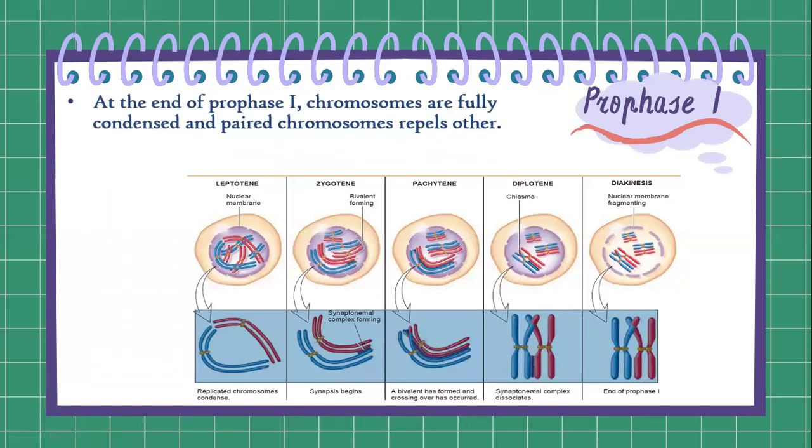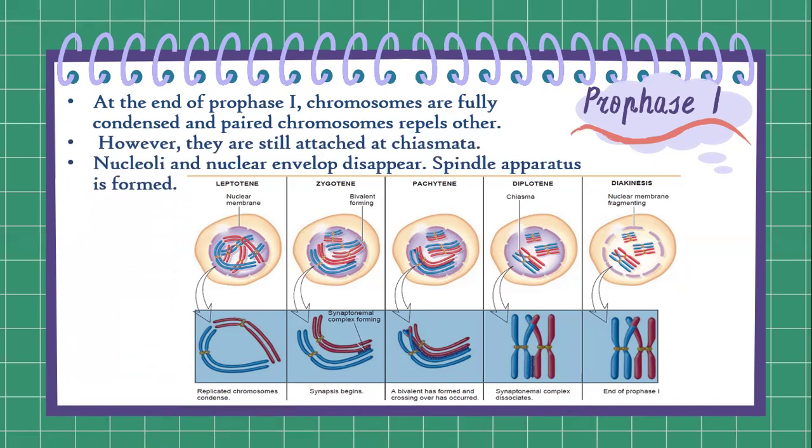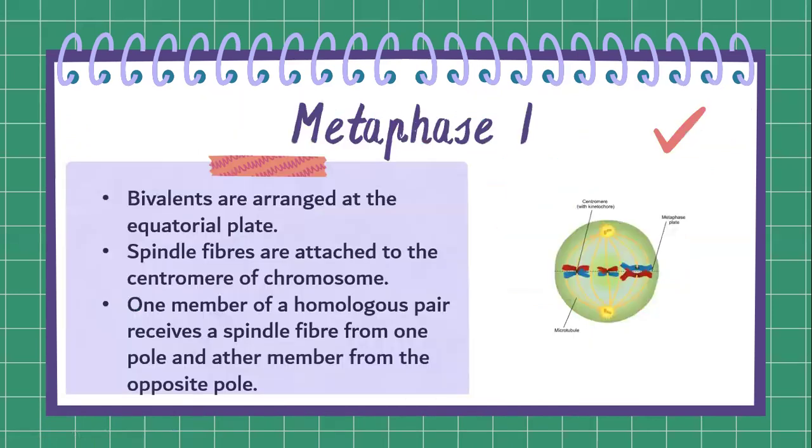At the end of prophase I, chromosomes are fully condensed and paired chromosomes repel each other. Now both are moving away from each other, but still at some places chiasmata have formed, so they can't fully separate from each other. However, they are still attached at chiasmata. Nucleoli and nuclear envelope disappear. Spindle apparatus is formed. This is prophase I.